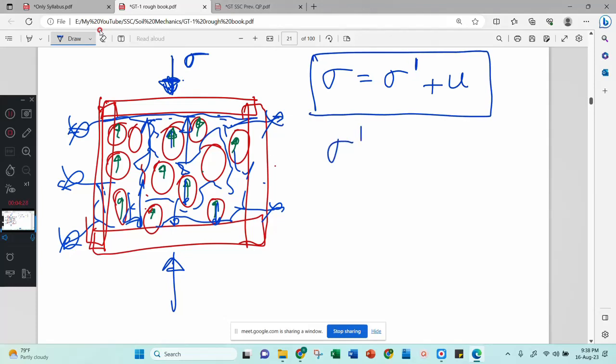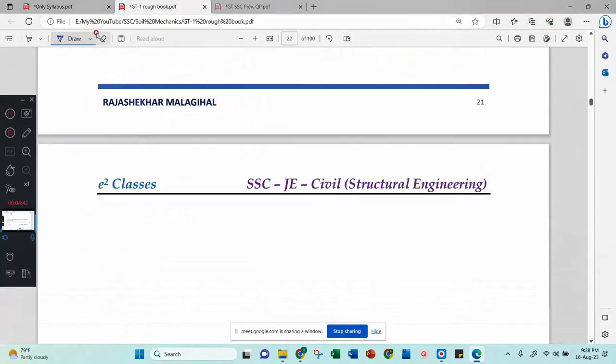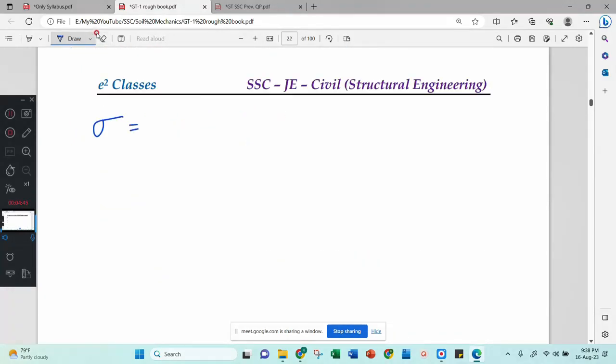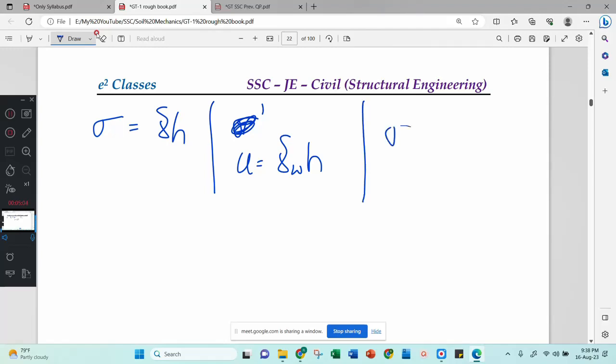Then what is effective stress? The effective stress means how much the particles alone can resist, which is total stress minus pore water pressure. This is your effective stress concept. Okay? Usually how to determine this total stress? Total stress is nothing but gamma into height. Wherever you want, that is your height. Then how to determine pore water pressure? That is gamma W, the unit weight of the water, into that particular height. Then effective stress is nothing but sigma minus u.